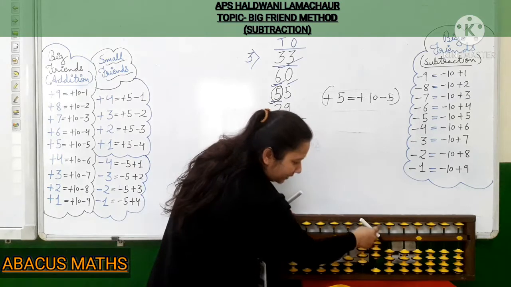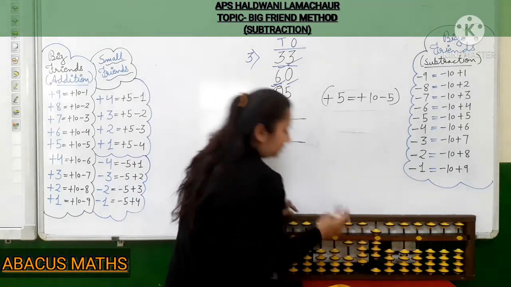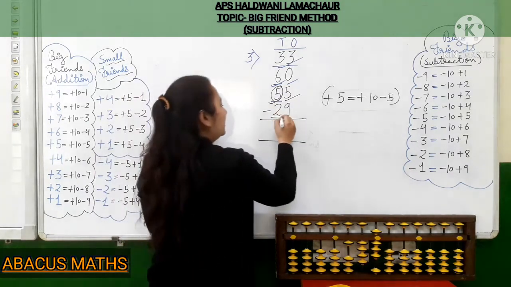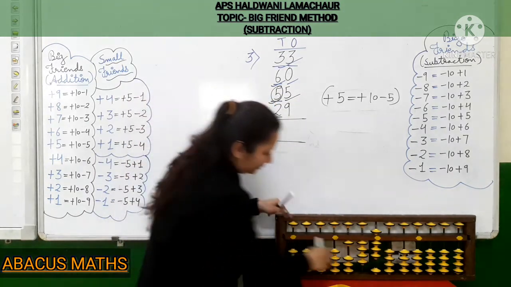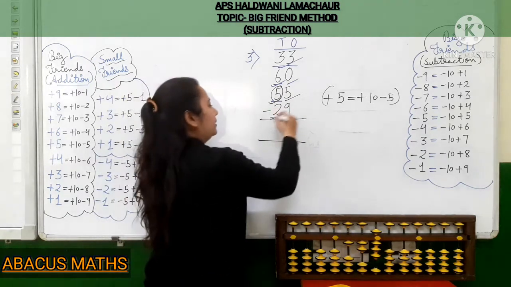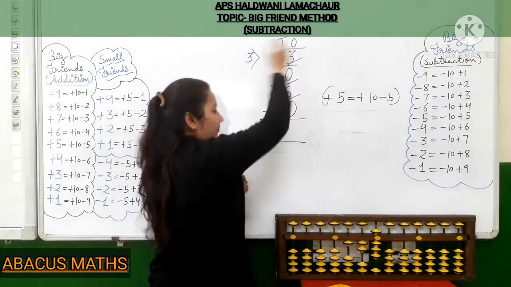Next, you have to add 5 in ones rod. Now you can see that 5 is not added, so you can add directly 5. And this is done. Next, you have to do minus 2 in tens rod. 1, 2. Minus 2 done. And it is complete. Next, minus 9 from the ones rod.